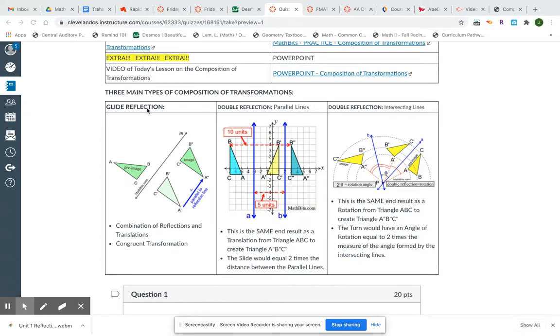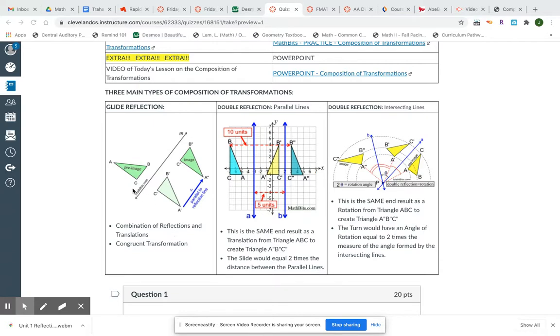So these 3 main types of compositional transformations is when you're doing more than one thing, and these are very specific. So this first one's called a glide reflection. A glide reflection is a congruent transformation. So you can add that to your list, which was rotations, reflections, and translations. The fourth one is called a glide reflection. They're also called rigid motion and isometry.